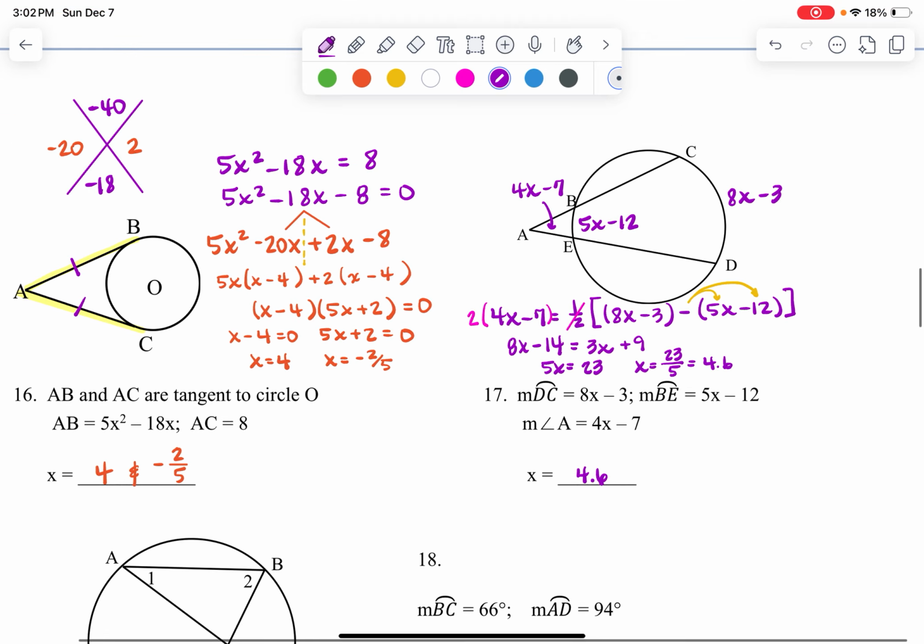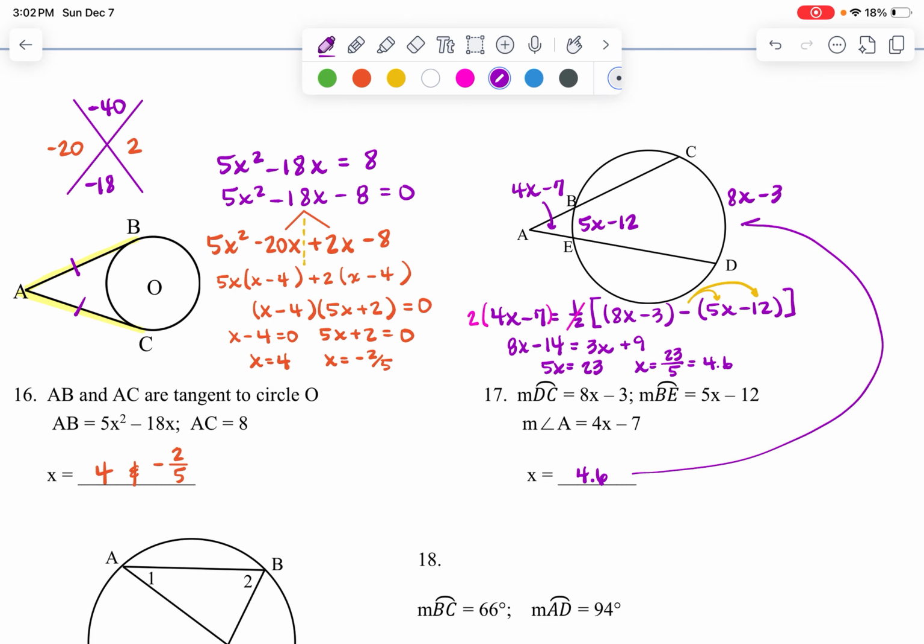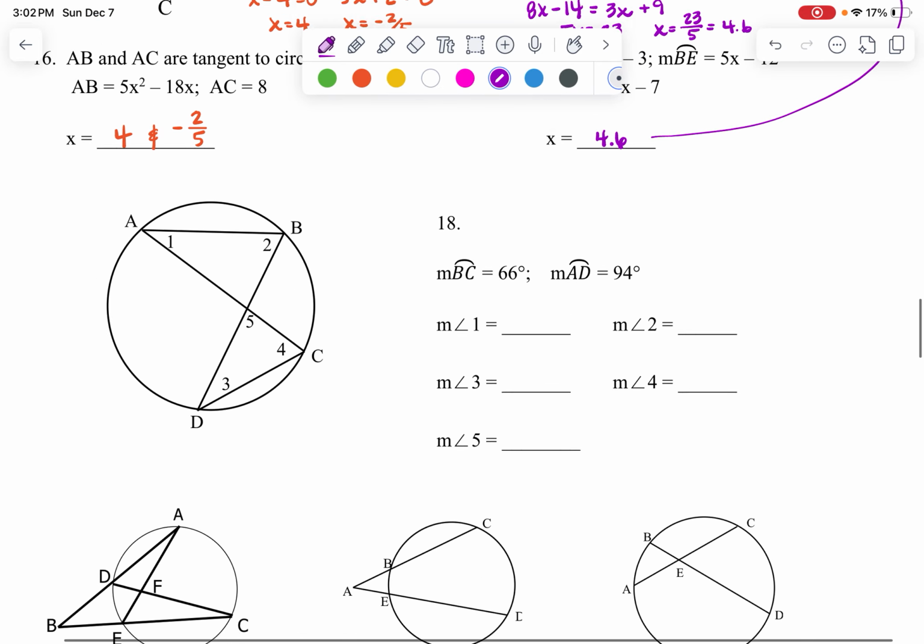And if I were you on a test, if I got an answer like this after doing this problem, I would plug it back into my picture, right? And I would make sure that my outside angle was, in fact, half the difference of its two intercepted arcs after I plugged that x value back in. Okay. All right, moving along.